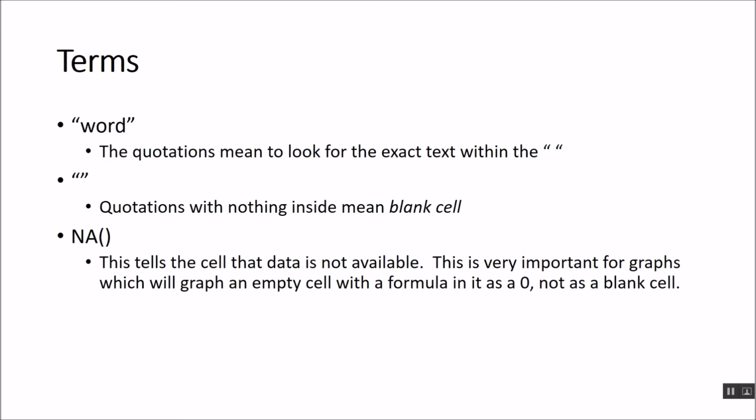So this is really important for graphs. So when we graph something and the graph is referencing a formula, if you use the empty quotation marks or something like that to make the cell look empty, the graph is still going to count that as a 0. So we need to use NA with closed parentheses to tell the graph that nothing is in there, to not graph any data.